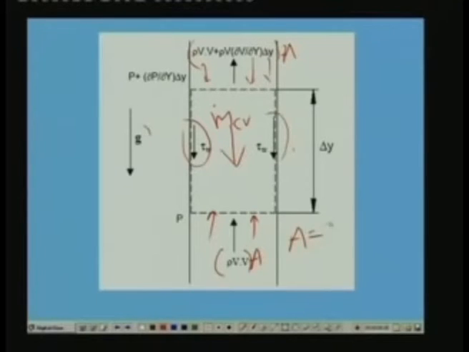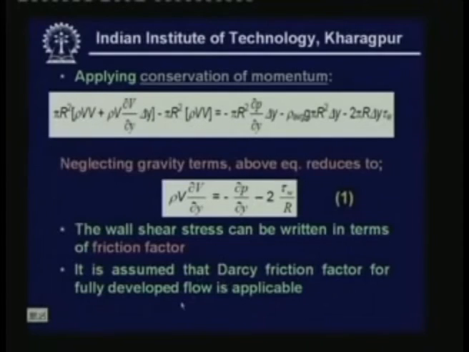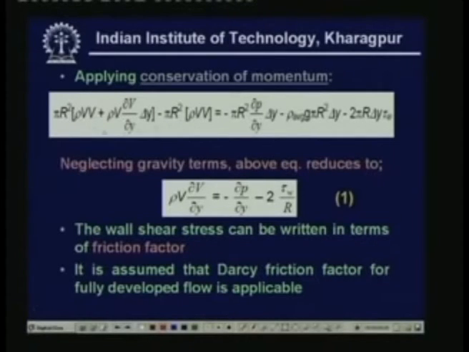So these are the different forces acting, along with the momentum in and out. Since the tube is cylindrical, the area is simply equal to pi d square by 4 or pi r square, where r is the inner radius of the capillary and d is the inner diameter. If you apply this, you find that the conservation of momentum equation boils down to this. This is the momentum at the outlet of the control volume, this is the momentum at the inlet, this is the net pressure force acting, this is the force due to gravity, and this is the frictional force due to shear stresses.